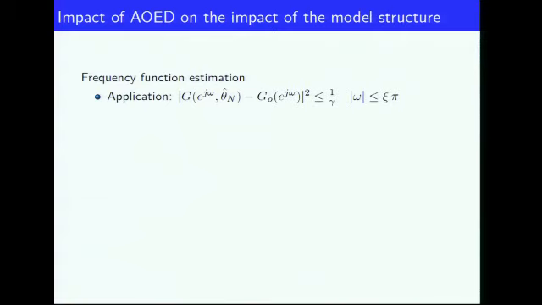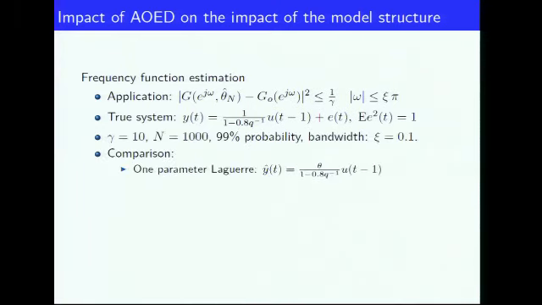So the objective here is to have a good estimate of the frequency function over a certain frequency region defined by psi. And here's the true system. It's a first order system. I will compare two model structures. The first one is a Laguerre structure where I plug in the known, true pole, so I estimate one parameter. And then I use a 30th order FIR model. So it's a biased model and it's of high order.